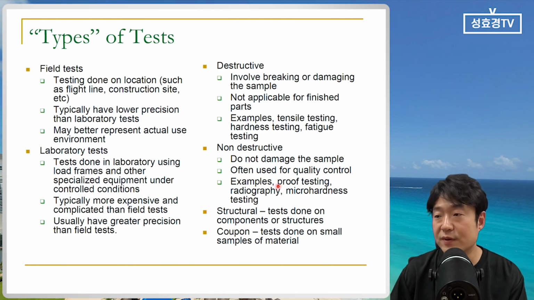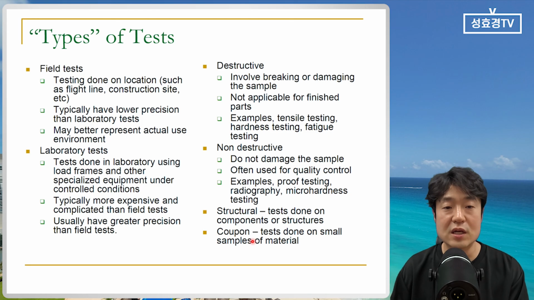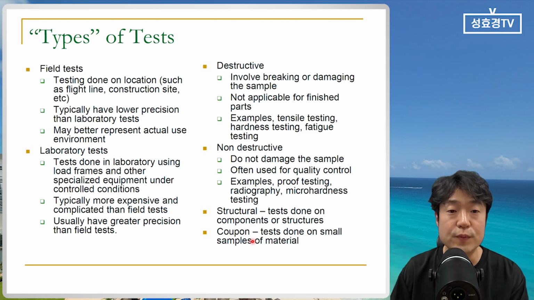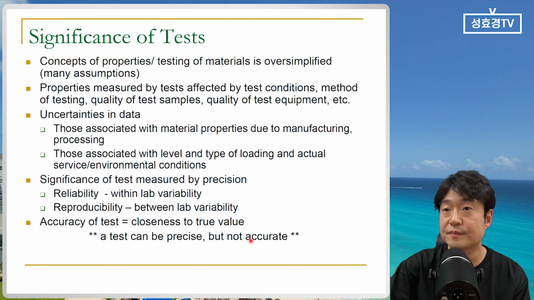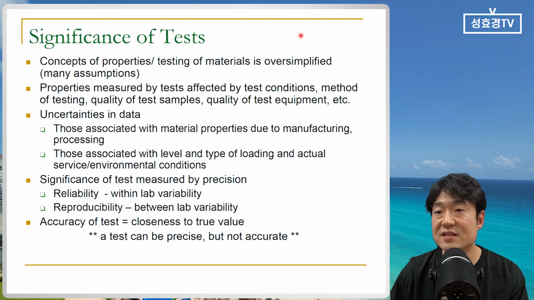Examples are proof testing, radiography, and microhardness testing. So it is not destructive, and we can safely use it. Non-destructive testing is very important in aerospace materials. Structural tests are done on components and structures, and coupon tests are at the materials level. For example, when you test small tensile test specimens, that is a coupon test at the materials level.